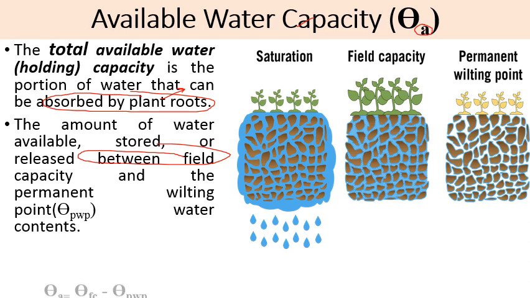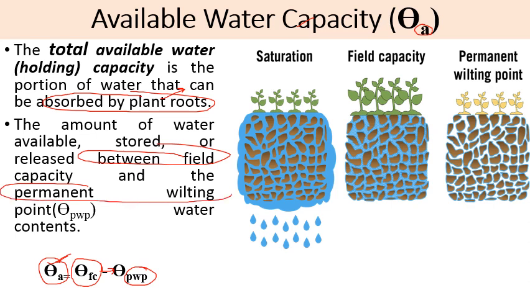So mathematically we can express it as: available water capacity is equal to field capacity minus permanent wilting point. So वो जो पानी का difference है that is known as available water capacity. So the amount of water available, stored or released between field capacity and the permanent wilting point of the water content is known as available water capacity.